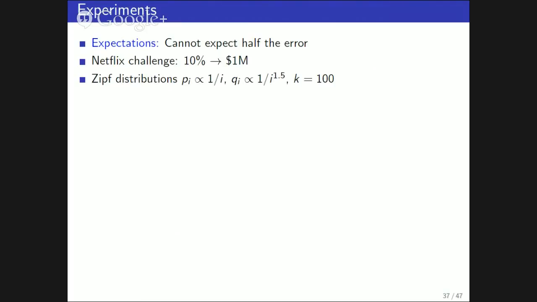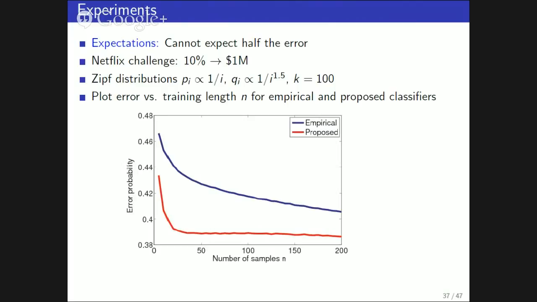Okay. All right. So again, we took Zipf distributions. There are two of them. One is proportional to 1 over i. The other one is proportional to 1 over i to the 1.5. And again, the alphabet size is 100. And what we'll see is a graph of the error versus the training length n for the empirical and for the proposed classifier. Okay, and so here it is.